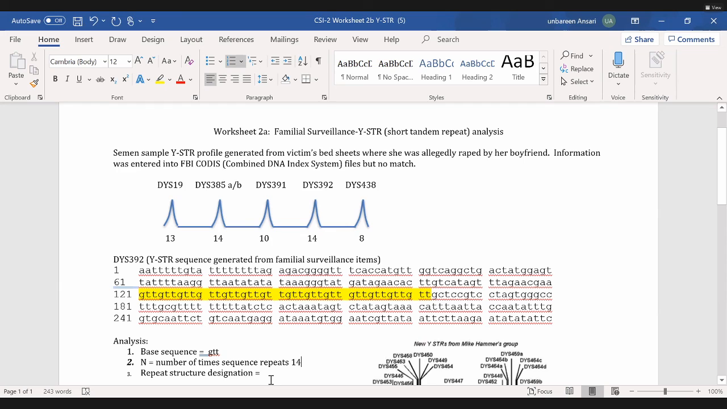And how do you write this? This is how it is written. I'm looking for a square bracket, sorry. Hold on. [GTT]14. That's how you write it. Yes? Okay. So that's all that one is.